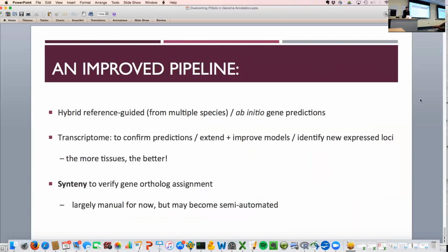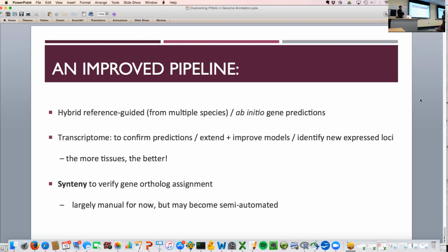So this is my last slide. An improved pipeline uses a hybrid of reference-guided and ab initio gene predictions. You get expression data from many different tissues in order to validate them, to extend and improve these models, look at different isoforms and splice variants, as well as species-specific genes that may or may not be picked up by these methods.